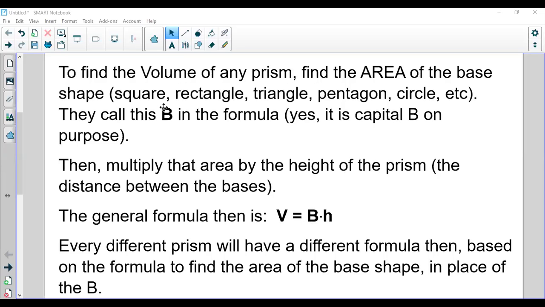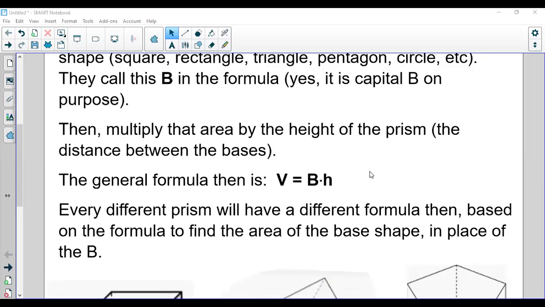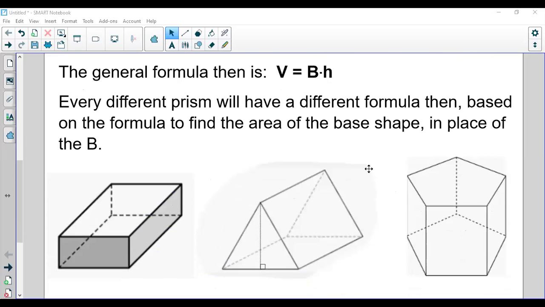But since you can have different shapes as bases, squares, rectangles, triangles, pentagons, circles, etc., you're going to have a different formula for different prisms. It's all going to be based on the formula to find the area of the base shape. So for example, a rectangle or a square, you could do length times width. But a triangle, you're doing base times height divided by 2, or 1/2 times base times height. So that's going to change this part of the formula. Let's just show you a couple of simple prisms.